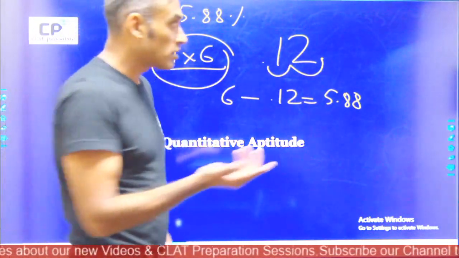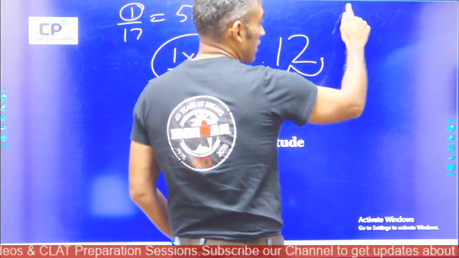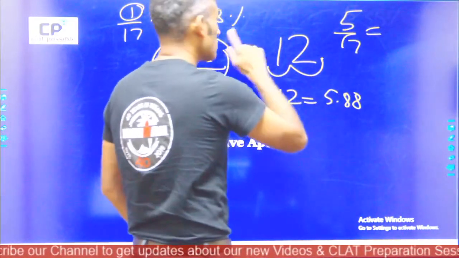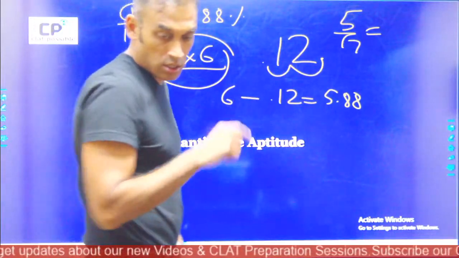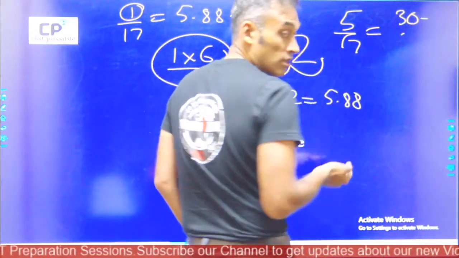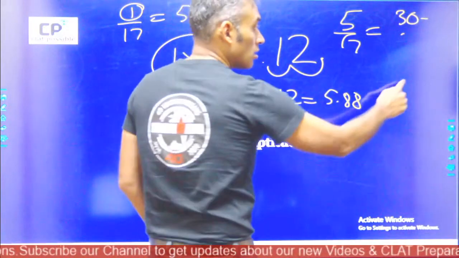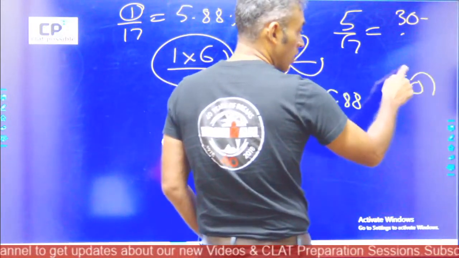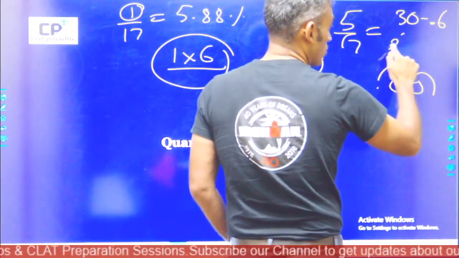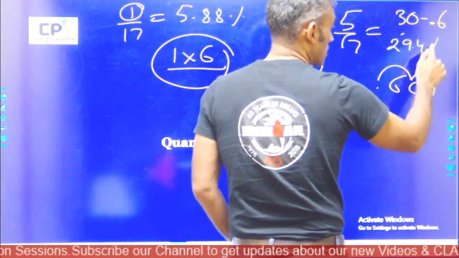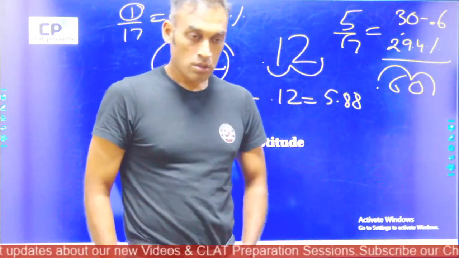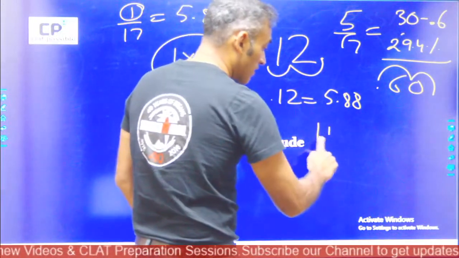1 by 17. For instance, my value is, let's say, 5 by 17. So what I'll do is, I'll multiply it by 6, which is 6 into 5, 30. Double of 30 is 60. 2 decimal shift, 1, 2. 30 minus 0.6, that's 29.4%. So that will be 5 by 17.